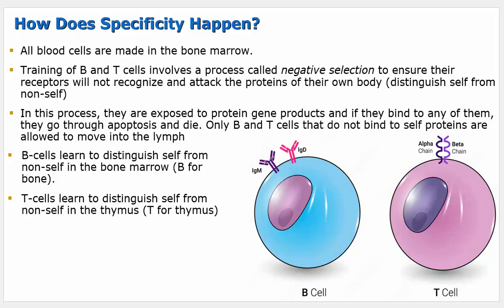Okay, so B cells are called B cells because this self from non-self training process happens in the bone marrow, so it's B for bone. T cells are called T cells because this training process for them happens in the thymus. Okay, so that's where that T comes from.